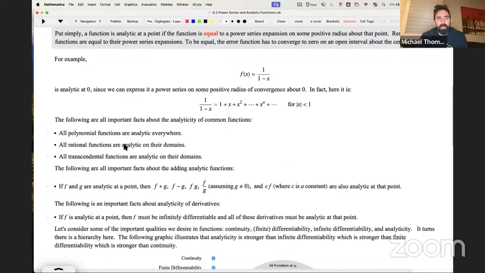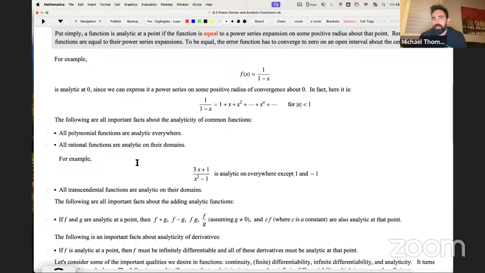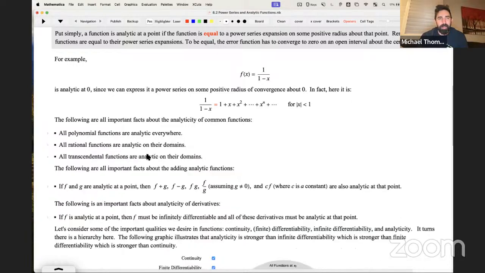All right, rational functions, those things are analytic on their domains. So this guy has a power series expansion with positive radius of convergence everywhere except at 1 and -1. It kind of makes sense why, because if the function's not defined there, it wouldn't be defined at the center. It's impossible. So there's no point in trying to find one.